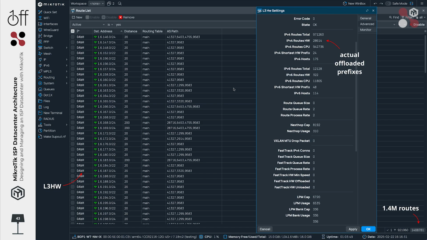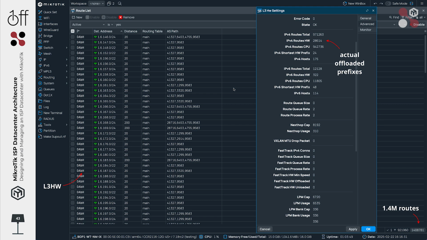Another slide: layer 3 hardware offloading enabled, 1.5 million routes in the router. Please consider these numbers. We have 1 million routes in the routing table, 28,000 prefixes are offloaded, and the most important parameter is the IPv4 shortest hardware offloaded prefix.